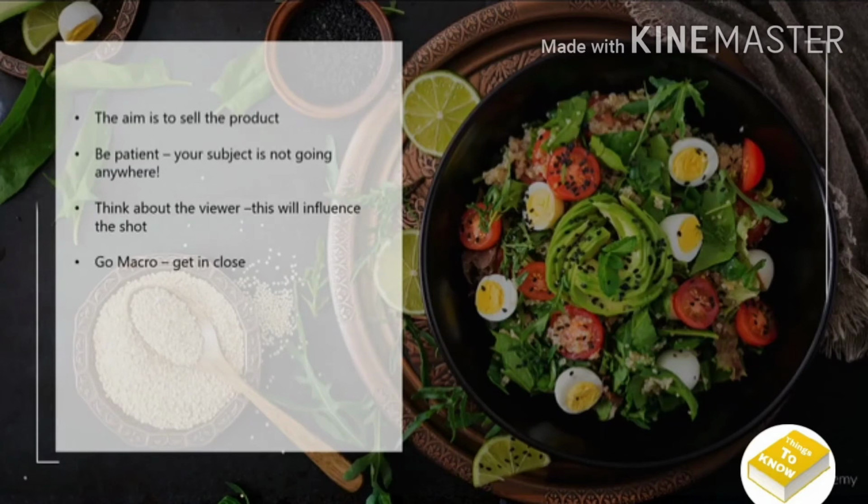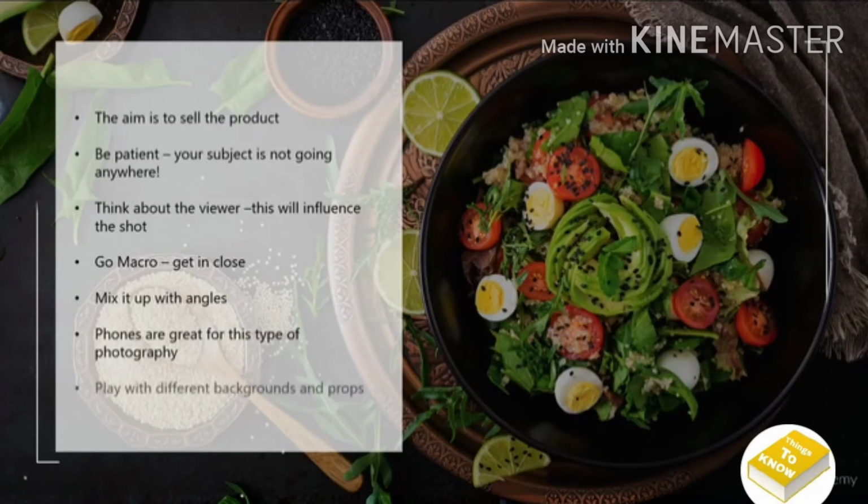Go macro, get in close. So get in really, really close here when photographing food and product photography. Mix it up with angles as well. You don't always have to just photograph from above like this with something like food. Although that said, it is very, very effective, and smartphones really have a great advantage here. They're great for this type of photography because it is so easy to move them around and to change angles. And as I said, to share the photograph on Instagram or online pretty much instantly.